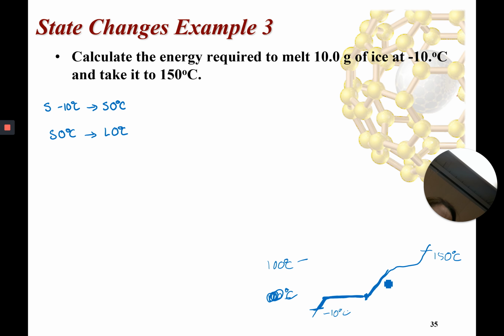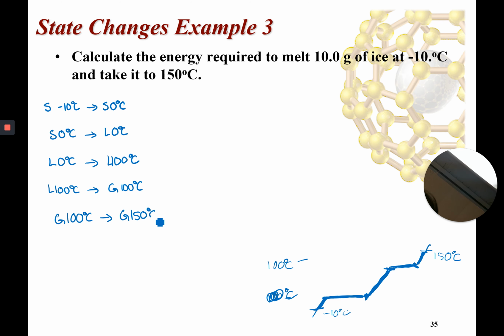Next, our water is going to heat up, and its temperature is going to change until we get to liquid at 100. So we're going to go from liquid at 0 to liquid at 100 Celsius. And then next, we're going to go from liquid at 100 to gas at 100. So this is vaporization right here: liquid at 100 Celsius to gas at 100 Celsius. And then finally, we're going to go from gas at 100 and change its temperature until we get to gas at 150. So the first step is write down your steps.